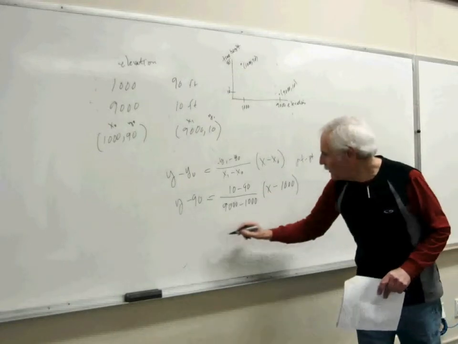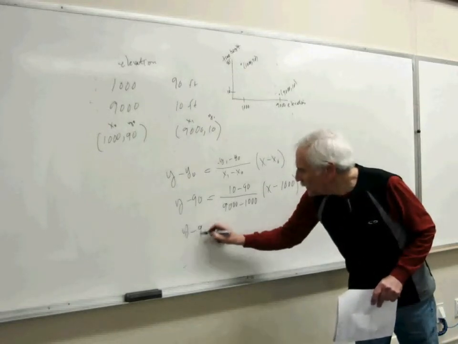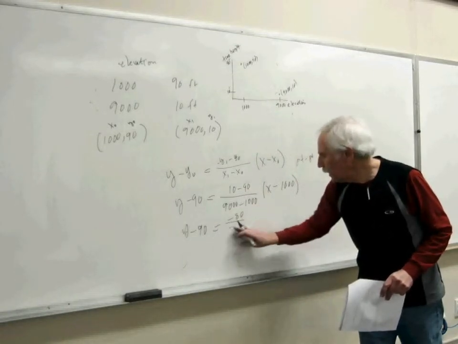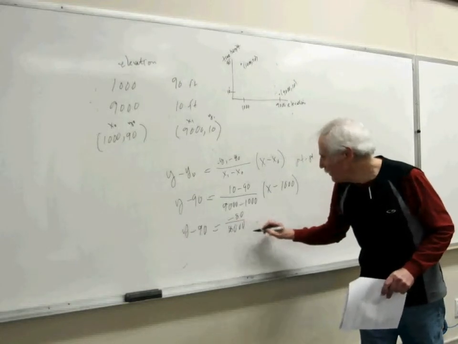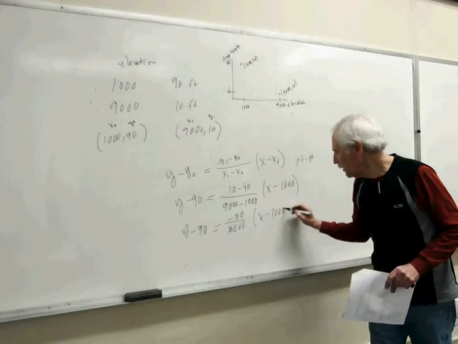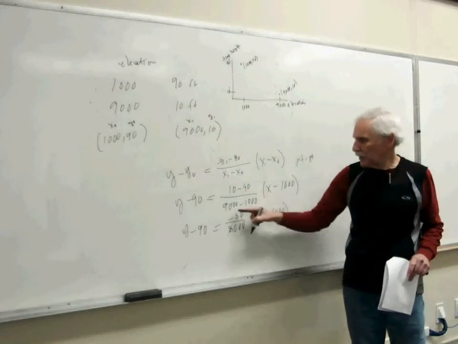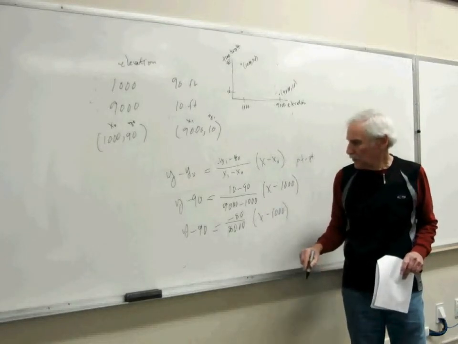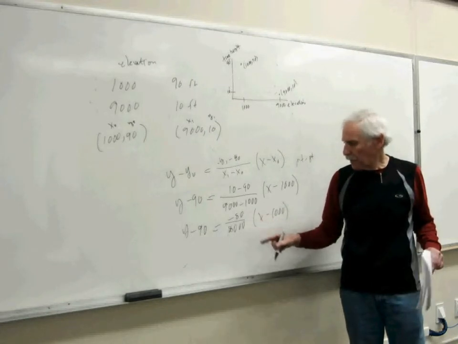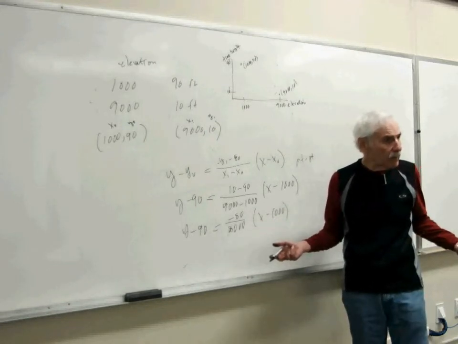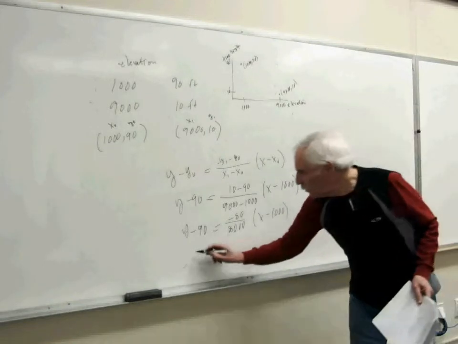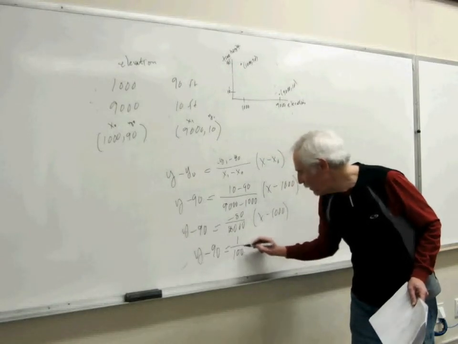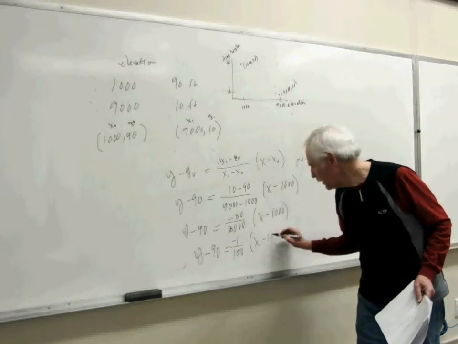Well, y minus 90 equals, looks to me like that's minus 80 over 8,000. Right? Did I get that right? That's minus 80 and that's 8,000. But minus 80 over 8,000 is minus 1 over 100. So y minus 90 is equal to minus 1 over 100, times x minus 1,000.